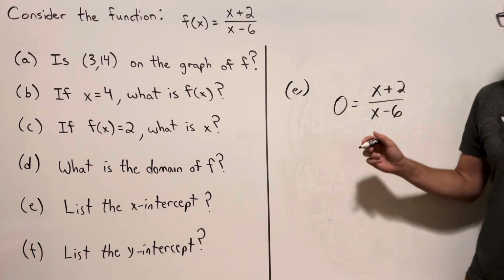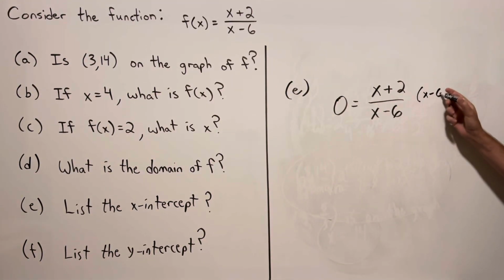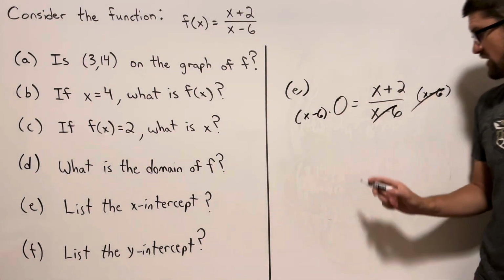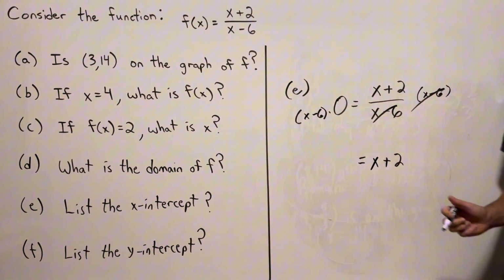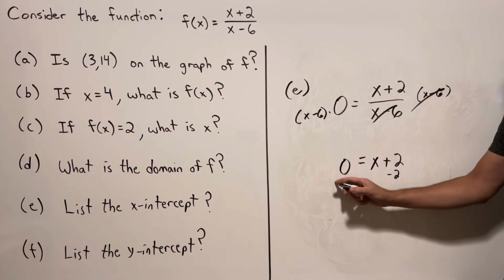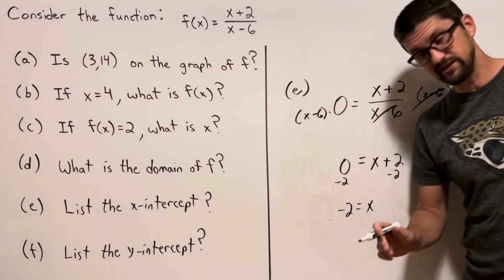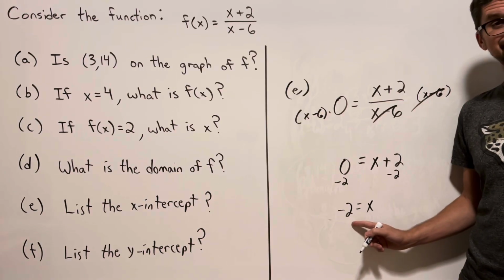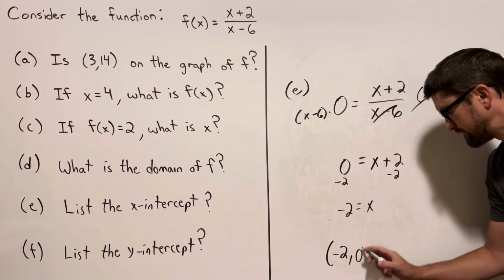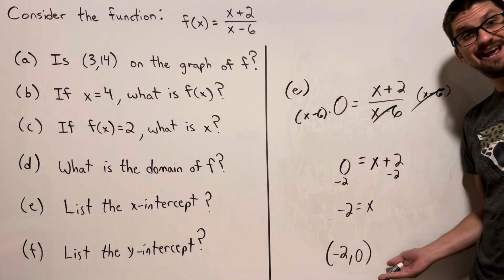I'm going to do the same thing as I did in part C. I'm going to multiply both sides by x minus 6. X minus 6 cancels on the right, so I'm just left with x plus 2 on the right. On the left, 0 times anything is 0, so this is 0. And then you subtract 2 on both sides, and you get an x value of negative 2. So the x-intercept is crossing the x-axis at negative 2. If you want to write it as an ordered pair, you could write it as negative 2, comma 0, because the x is negative 2 and the y value is 0. That is the x-intercept.